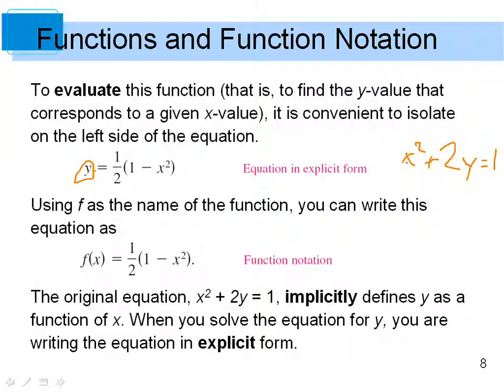And again, the way we do that, they're going to subtract x squared from both sides. I'm going to go through this relatively quickly. Minus x squared here. And so then you end up with 2y equals 1 minus x squared. And then they divide it by 2 to get that part. So it says using f as the name of the function, you'll see they just replaced y with f of x. So here they're the same thing. They're just renaming it as in function notation. So we say f of x equals 1/2 times the quantity 1 minus x squared.